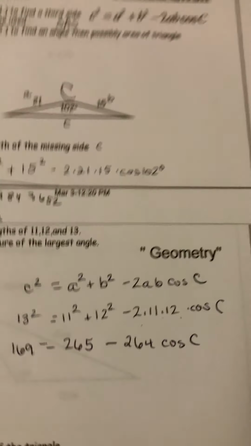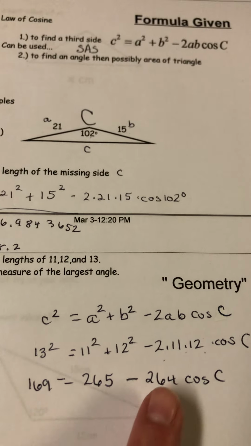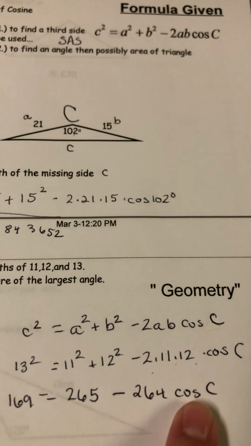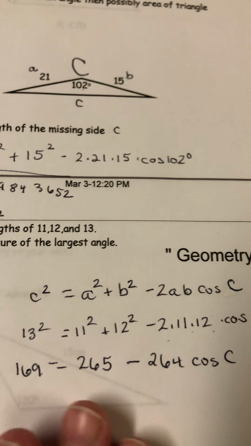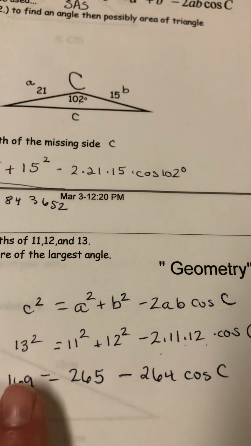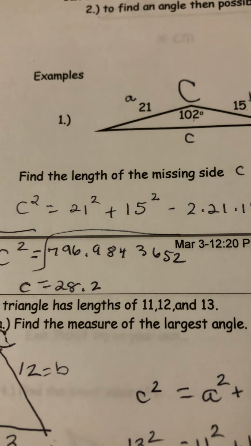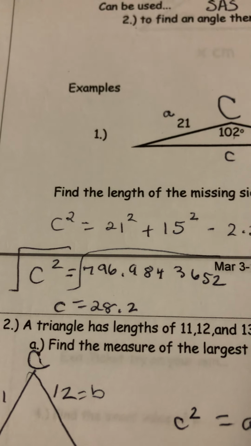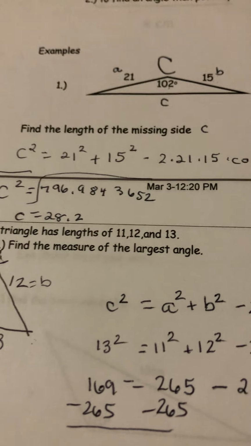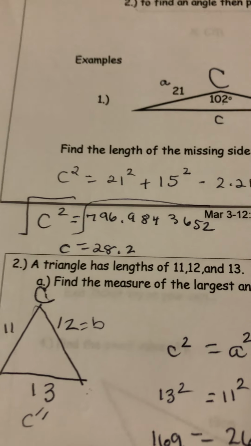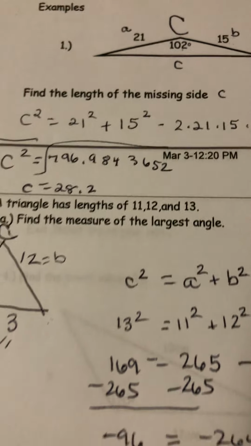Now this is where things start to get a little cuckoo for some people. You cannot subtract these two. 264 has to get multiplied to the cosine angle C, which we still don't have. So what can we do at this point? Well, 169 over here and 265 are like terms. So I'm going to subtract 265 from both sides. Now when I do so, 169 minus 265, I get negative 96 equals negative 264 cosine angle C.